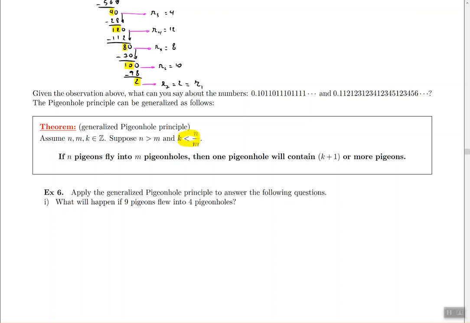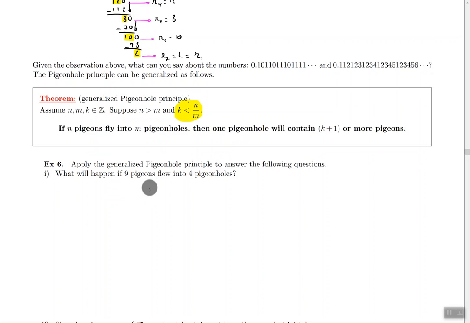The only condition that we're adding that's new is that k is an integer that's smaller than n divided by m. Typically speaking, k is taken to be the largest integer that's smaller than n divided by m. Now, what's the generalized pigeonhole principle saying? It says that if n pigeons fly into m pigeonholes, then one pigeonhole will contain k plus 1 or more pigeons. So let's explain that with this example.